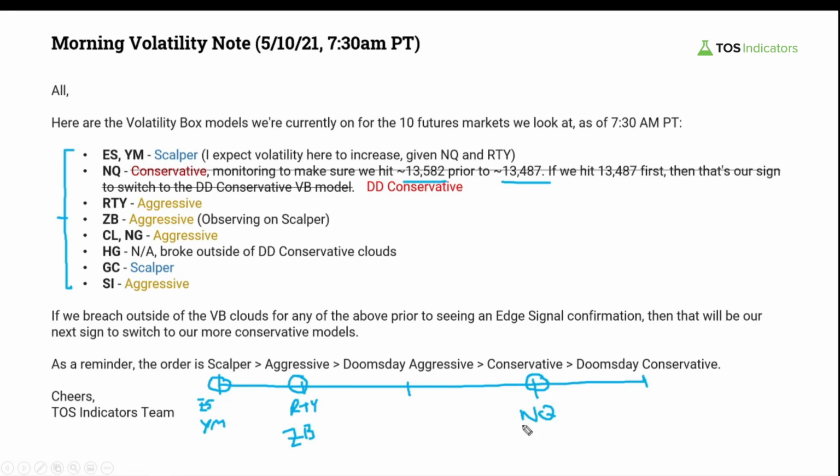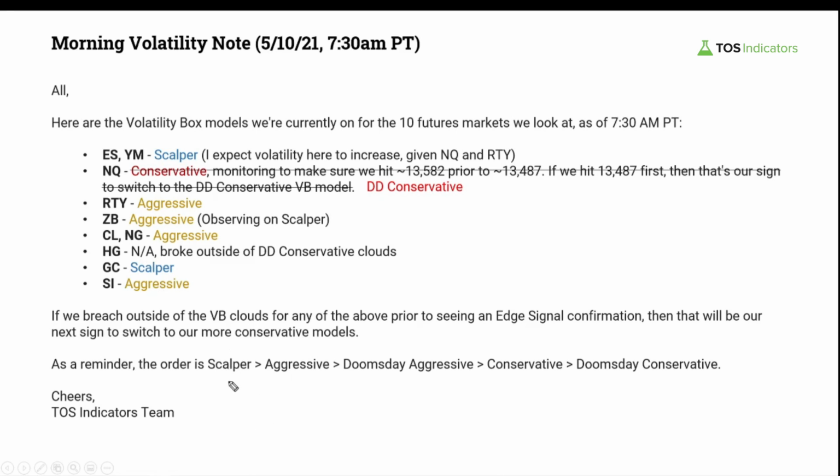Now using this information, knowing that the Russell along with the NASDAQ are both further along the volatility regimes compared to the S&P and the Dow, that's where we come to this idea that we expect volatility in the S&P and the Dow to increase and really start to catch up to the Russell along with the NASDAQ. And so that's how I would read what the landscape looked like for the indices along with the 30-year bond.